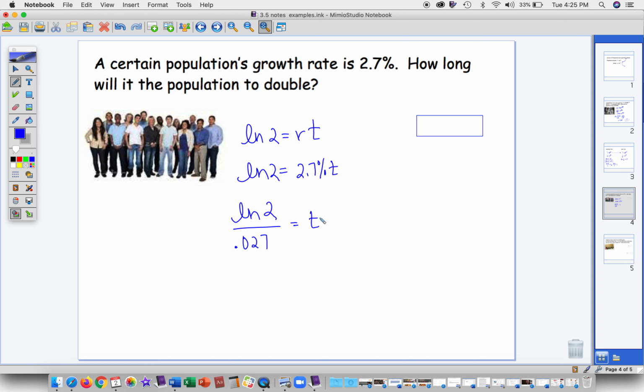So I'm going to take the natural log of 2 and then divide by 0.027, and I end up with 25.67 years. Okay, so at this growth rate, that's how long it would take the population to double. And that's what that means, that each year the population is increasing by 2.7%.